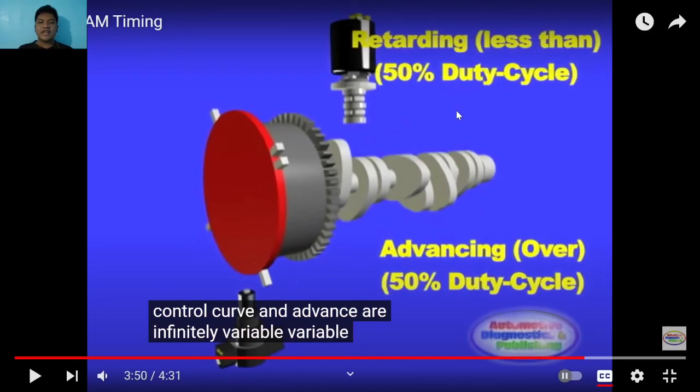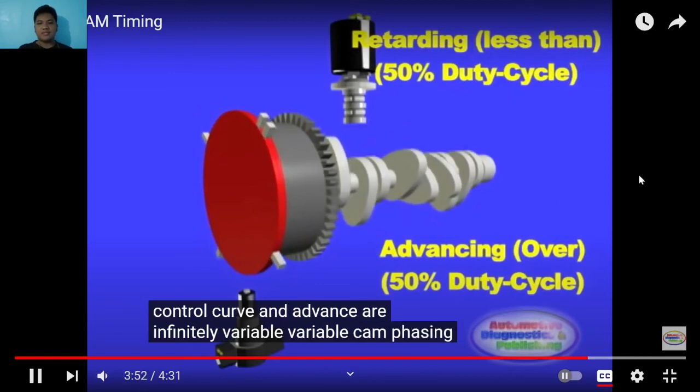So what it's saying here is just a simple explanation: at 50%, which means there is oil on both the retard and advance sides of the cam, it is locked, which is the standard position of the camshaft. If it's less than 50%, it means it's retarded. Retarded in time, okay? Less than. And if it's more than 50% of capacity on the other side, it means it's in an advanced position.